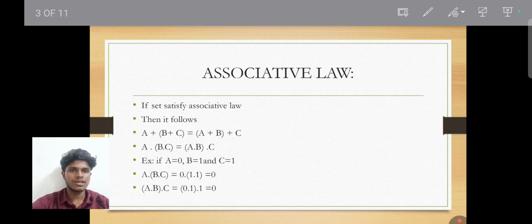Let us take an example. If a equals 0, b equals 1 and c equals 1, a into (b into c) equals 0 into 1 into 1 equals 0. (A into b) into c equals 0 into 1 into 1, which equals 0. Therefore LHS equals RHS. Therefore the associative law is verified.